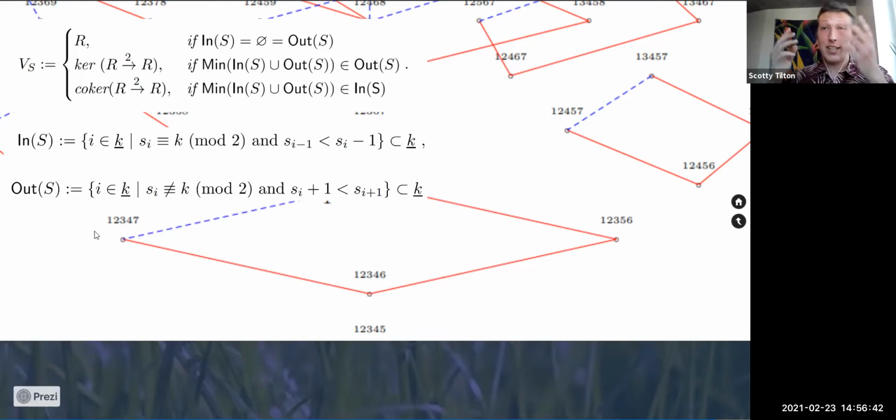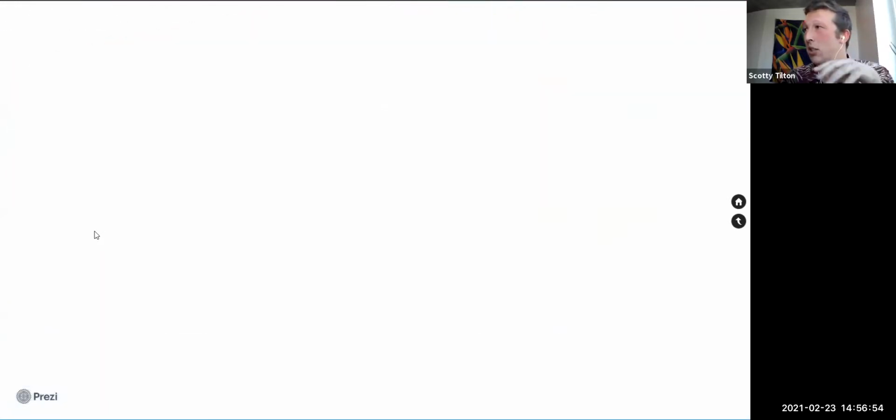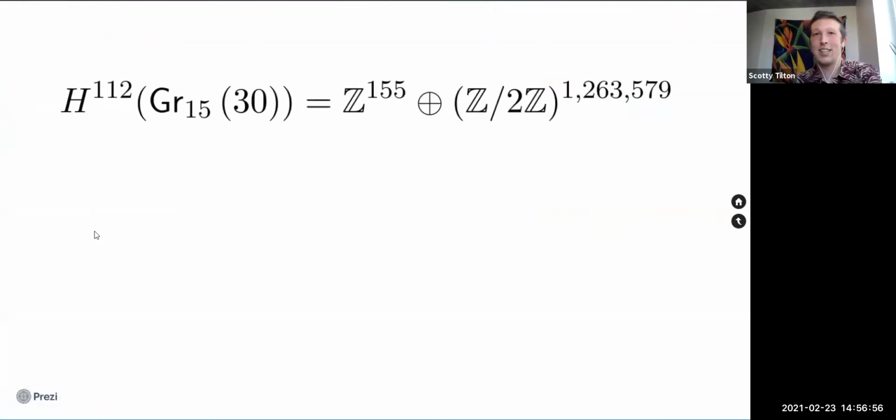the exciting thing is that there's in arrows and out arrows, and it's this problem that's super easy now to compute. Instead of having to compute derivatives, you just look at n choose k, and you can compute the homology group there. So this is hugely exciting. The 112th cohomology group of Gr(15, 30) is equal to Z to the 155th direct sum of Z mod 2 to the 1.2 millionth. So it's wild. That's new.